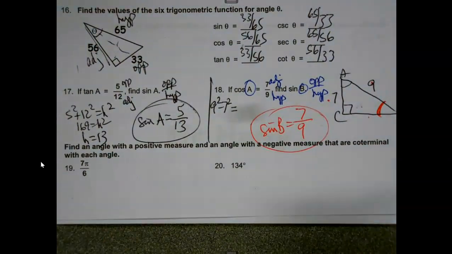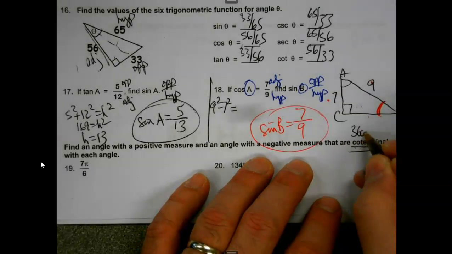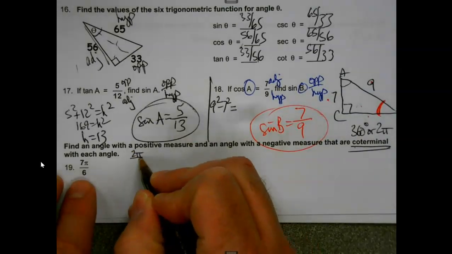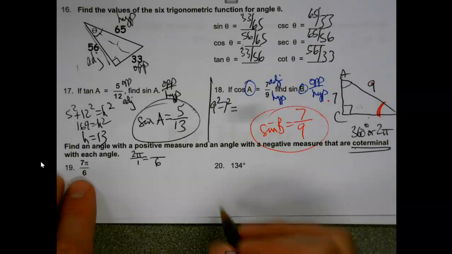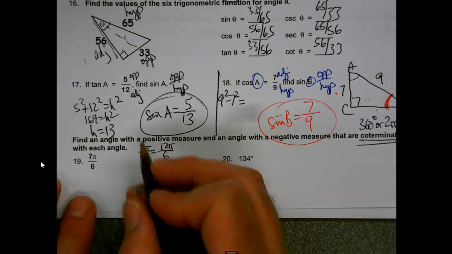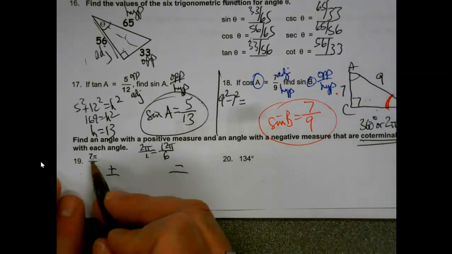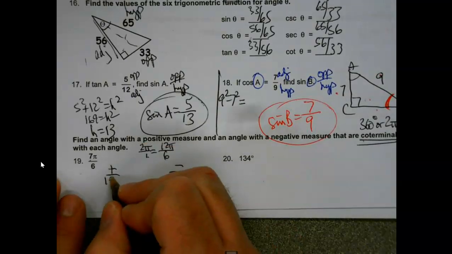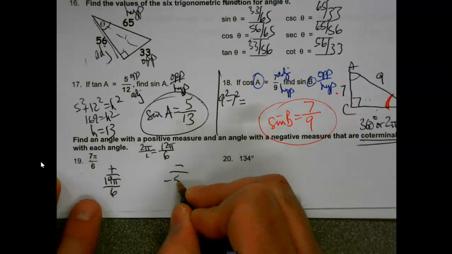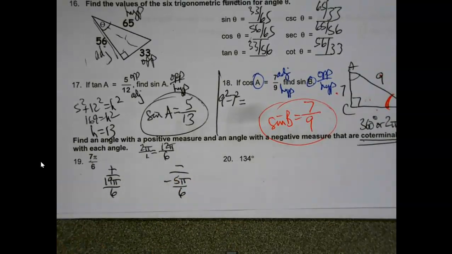Reminder on coterminal. 360 degrees or 2 pi, depending on if you're in radians or not. If you are in radians, you must stay in radians. So I need to know what 2 pi is in sixths. Multiplied by 6, okay. So 12 pi over 6 is what I want to deal with when I'm doing my positive and my negative. 7 plus 12 is 19 pi over 6. And 7 minus 12 is negative 5 pi over 6.